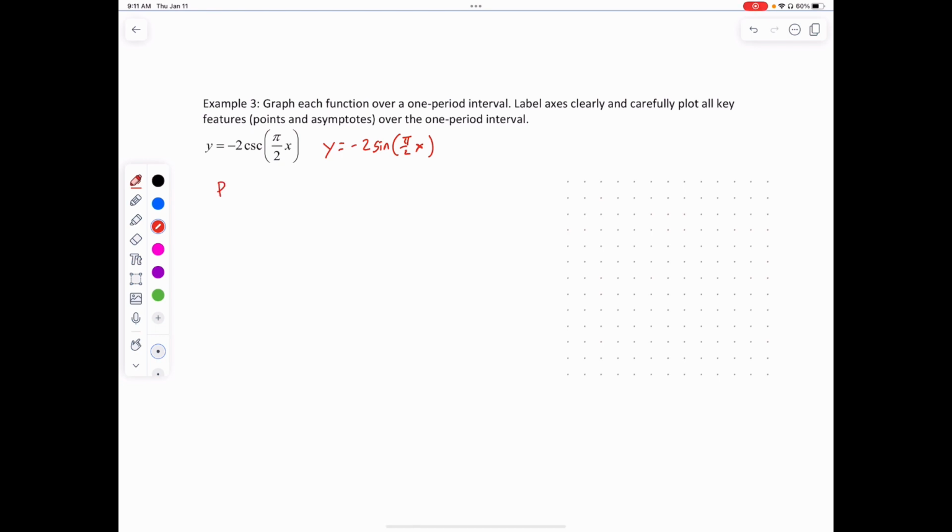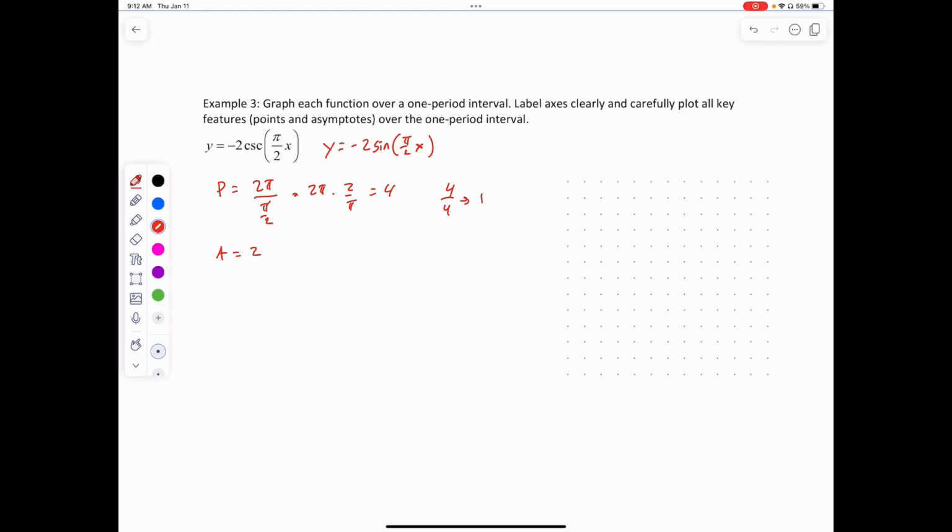Well, in this problem, we've got a period of 2 pi divided by that pi over 2, which is the same thing as 2 pi times 2 over pi, which is 4. Cutting 4 into 4 pieces makes it counting by 1. That's pretty nice to work with. My amplitude is going to be 2. Again, that's the amplitude of the sine graph. Cosecant is not a wave, so it itself does not have an amplitude, but we're graphing sine right now.